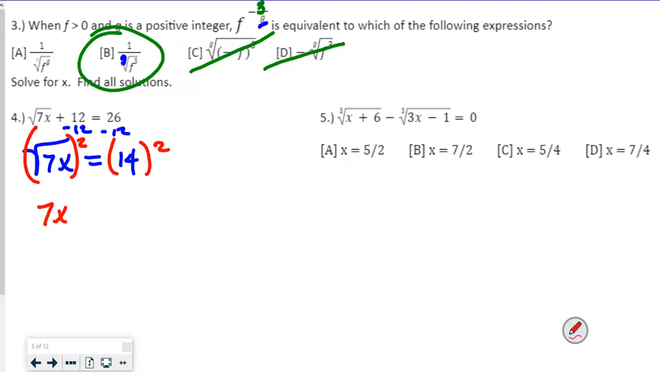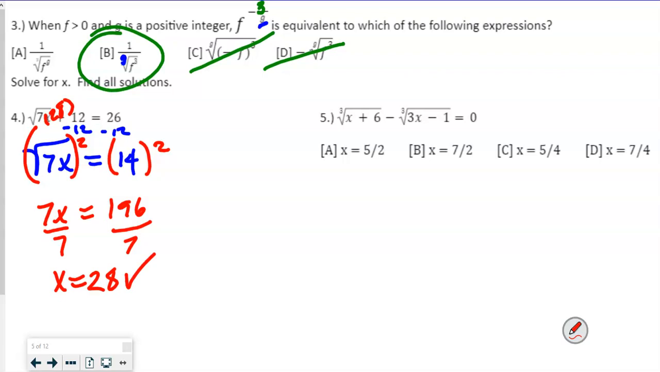So this is going to be 7x equals 196, and then we're going to divide both sides by 7. So x is equal to 28. Do not forget to put the 28 back up in there. 7 times 28 is 196. The square root of 196 is 14. 14 plus 12 is 26. So that answer checks out, okay?